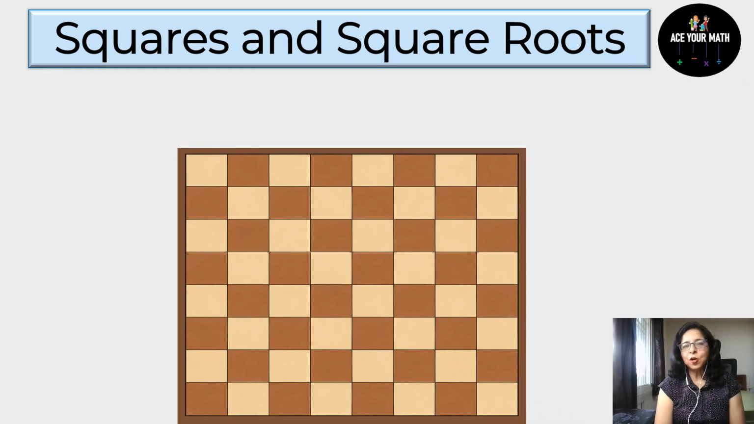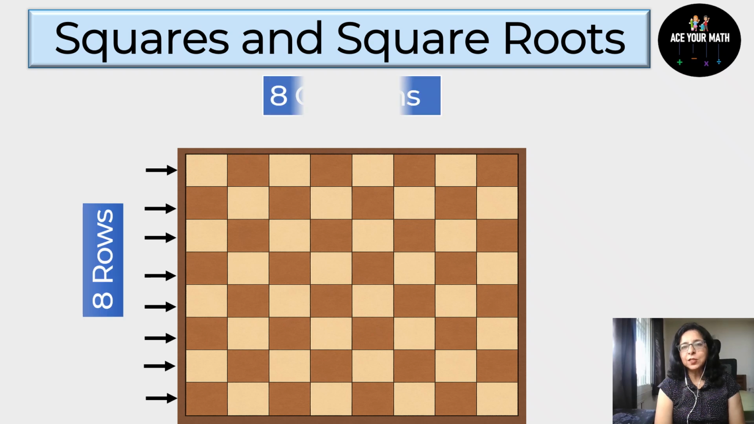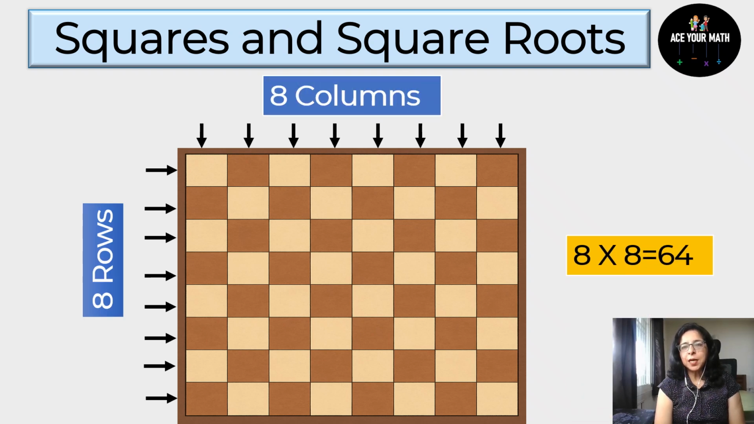Now let's take the example of a chessboard. If you have noticed closely, the chessboard has a total of 64 squares. So 64 squares are arranged in 8 rows and 8 columns. So 8 multiplied by 8 will give you 64. Here 8 is again multiplied by 8 only. The same number is being multiplied here. So that is why 64 is also a square number.